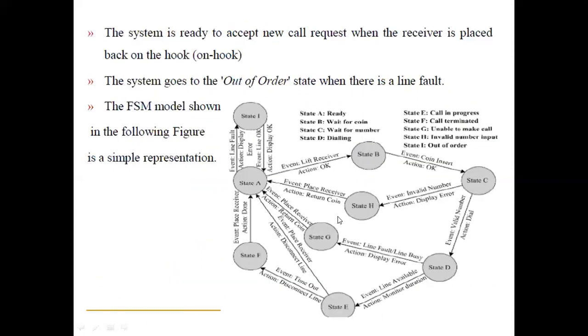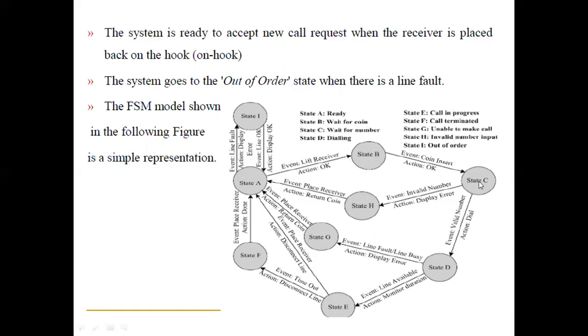So here are the states. We are going to start from state 1 and end with state F. At state 1, if the line is okay, the action performed is display okay. If there is a fault in the line, it will display an error message. Now the start is from state A. On the event lift receiver, it shows okay. The next event is to insert a coin, and the action will be okay.